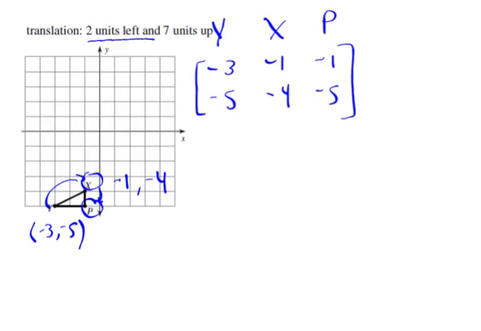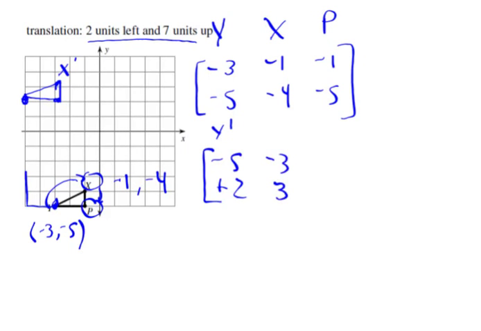Now it asked us to translate 2 units left and 7 units up. So we can take each point and move it 2 left and 7 up. That puts that one there, puts P 2 units left, 7 units up right here, and X right here. So the matrix for those ordered pairs, Y prime is now -5, -2. X prime is now -3, oops, that was a +2, sorry, -3, +3. And P prime is -3, +2.